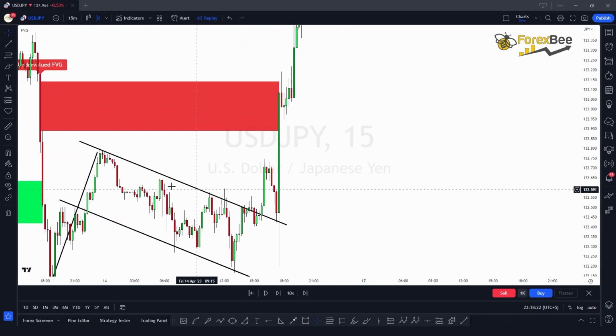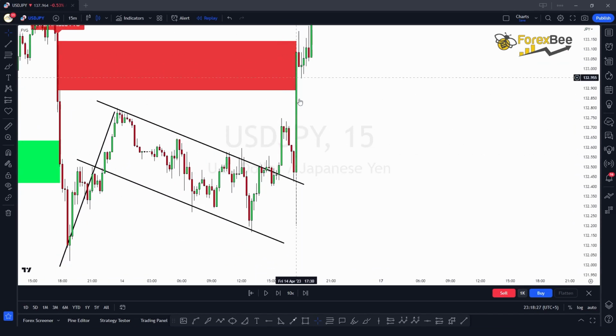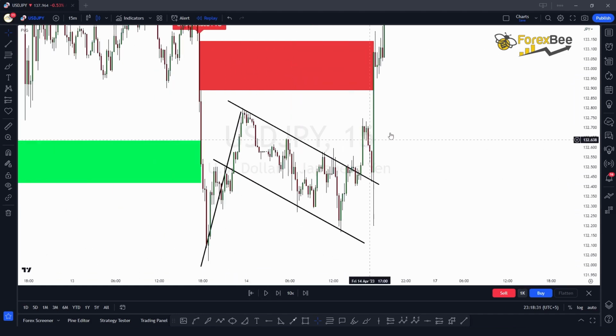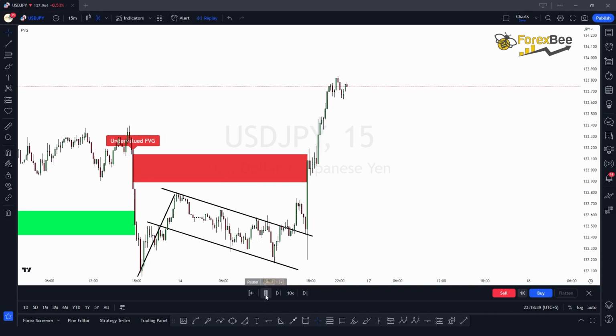So as you can see at this flag pattern, we can take a long entry, and here you can see the market going back to this zone. So again, you can see the market following the fair value gap zones because markets move from one imbalance zone to another imbalance zone. So let me just forward play the market again.